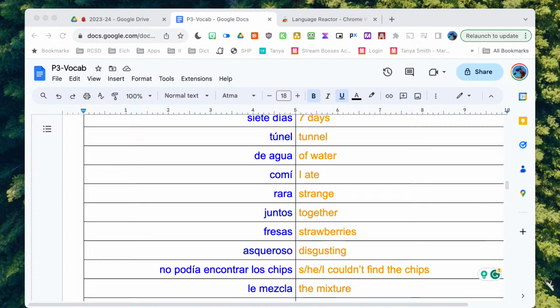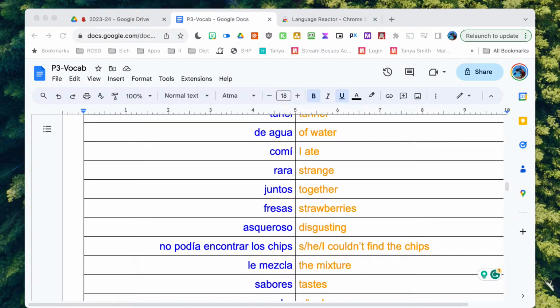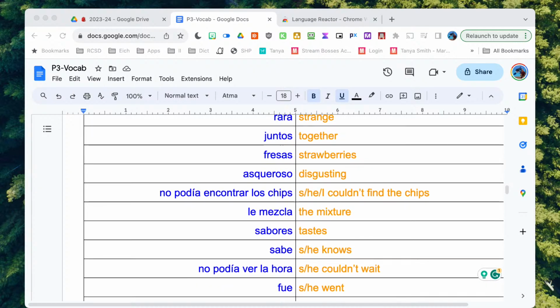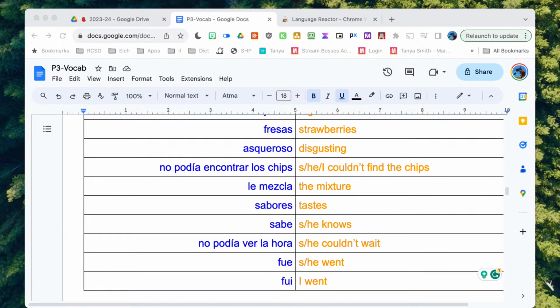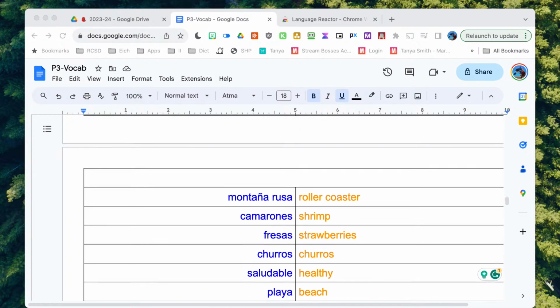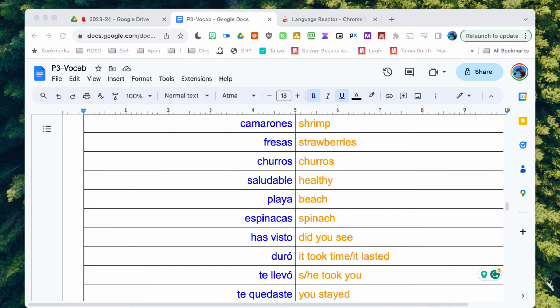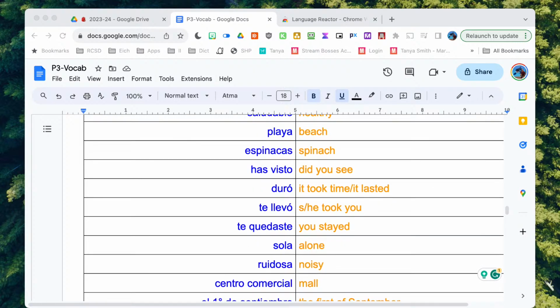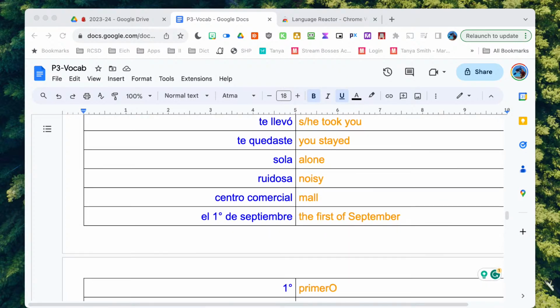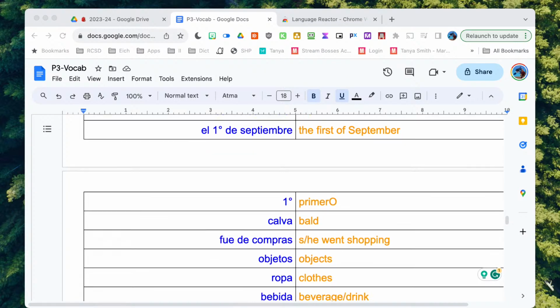This girl liked to eat strawberries and chips and salsa together, and cheese, and we were like, ew, this is just really gross. Here's where that "no podía ver la hora" came up in that class, because I want to teach them authentic language. Montaña rusa came up. People were eating churros, espinacas. We had all kinds of things, but look at all the rich vocabulary that came up.